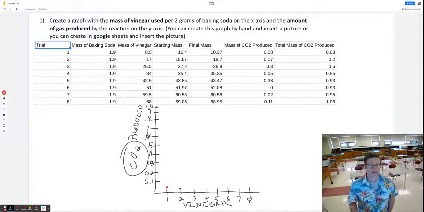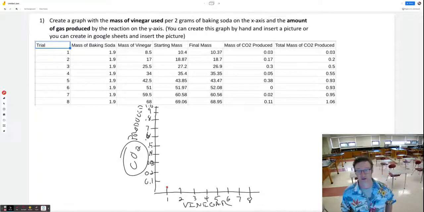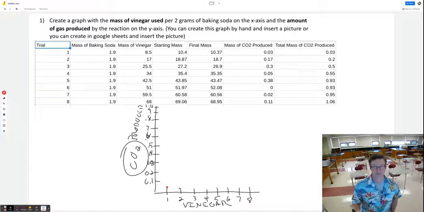Keep in mind that the amount that you produce in each trial has to be added to all the amounts that you produced before, because we're kind of doing a bunch of things in one bottle. So even though we only produced 0.17 in this example in the second trial, if we had put it all in at once, we would have produced a total of 0.2. So that's what this last column is over here.